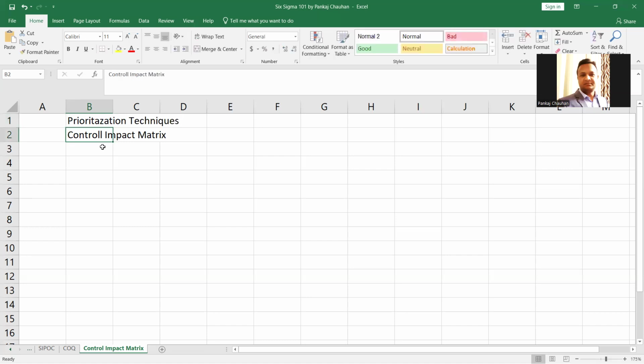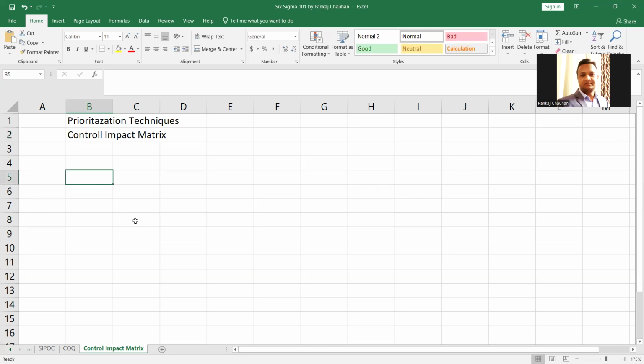So basically, when you have identified multiple solutions, at a time you really cannot implement all of them. So we have to prioritize which solution to implement when. Which one should be prioritized? For that purpose, we use the control impact matrix.